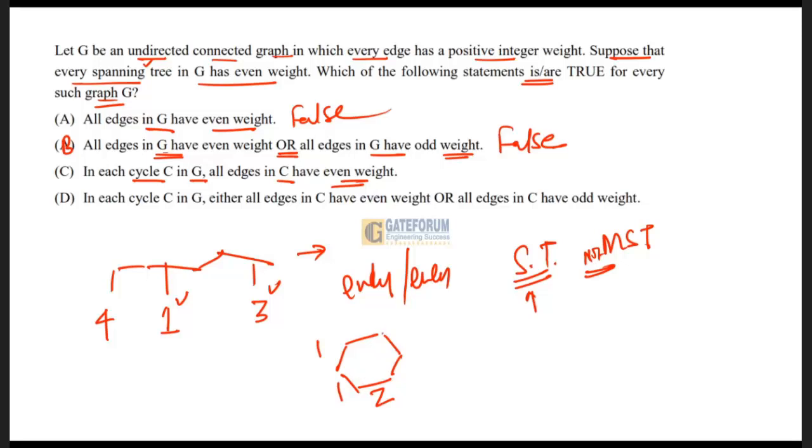Because if you have 6 edges, let's say weights 7, 6, 5, anything, and three of these edges are the minimum ones, then obviously they will be part of a spanning tree, and it has an odd and even combination as well. Thus C is also false.